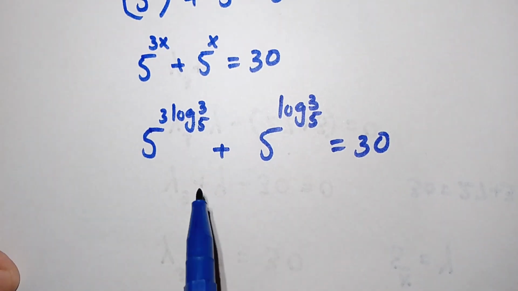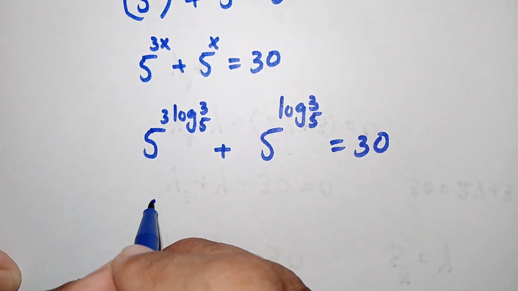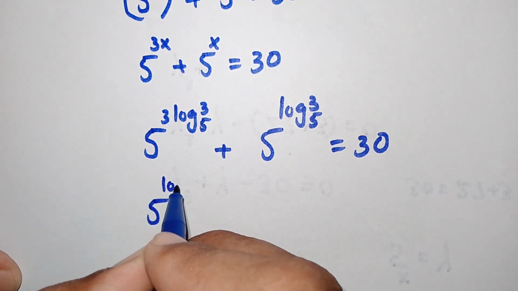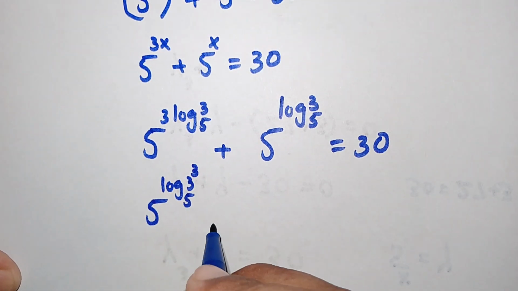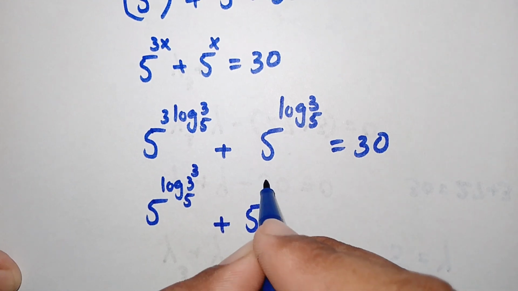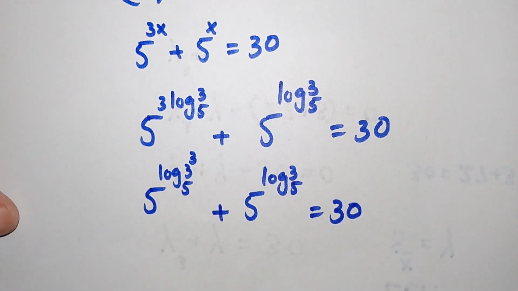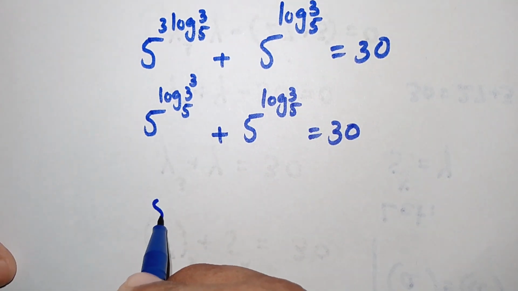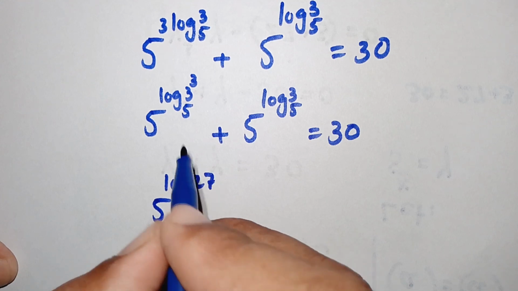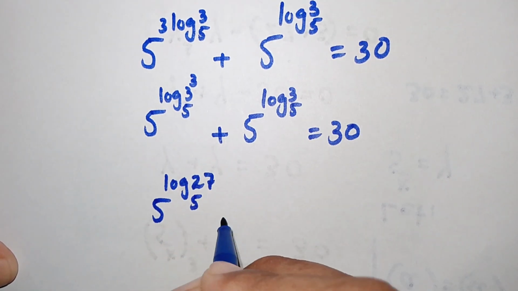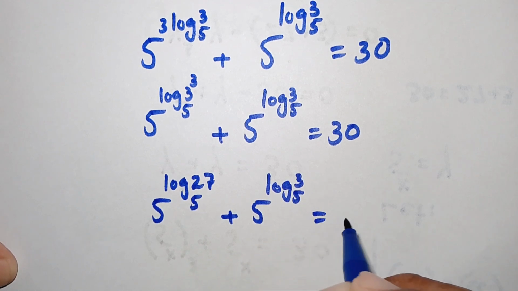Now in the next step, we have to move this 3 to the power here, so this will become 5 to the power of log of 3 to the power of 3 with base 5 plus 5 to the power of log of 3 with base 5, which is equal to 30. Now in the next step, 5 to the power of log of 3 to the power of 3 is equal to 27, with base 5, plus 5 to the power of log of 3 with base 5, which is equal to 30.